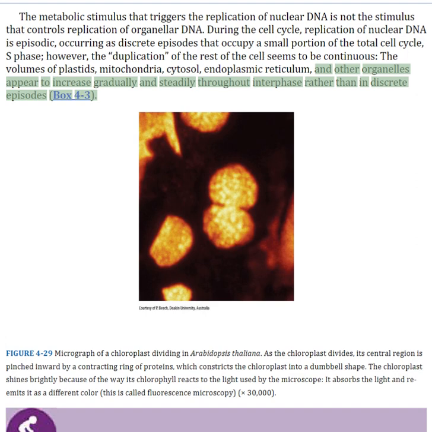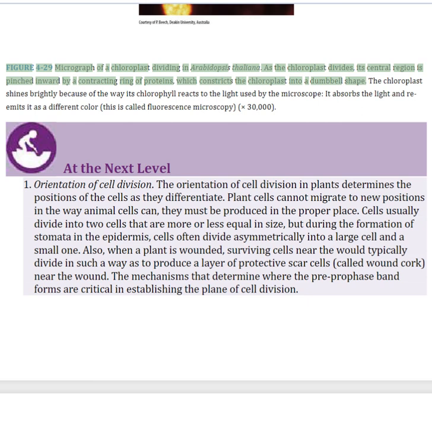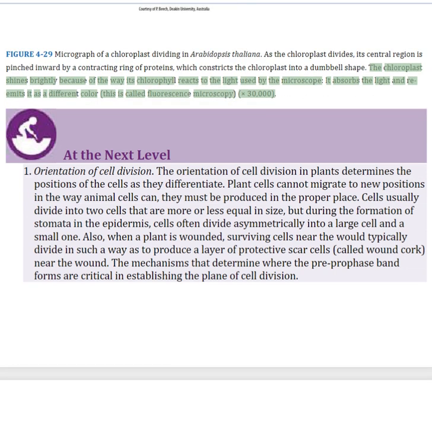Figure 4-29 Micrograph of a chloroplast dividing in Arabidopsis thaliana. As the chloroplast divides, its central region is pinched inward by a contracting ring of proteins, which constricts the chloroplast into a dumbbell shape. The chloroplast shines brightly because of the way its chlorophyll reacts to the light used by the microscope. It absorbs the light and re-emits it as a different color.